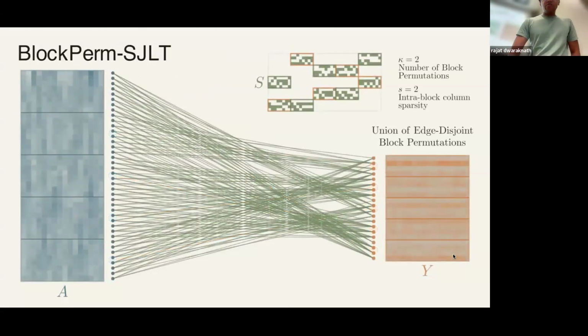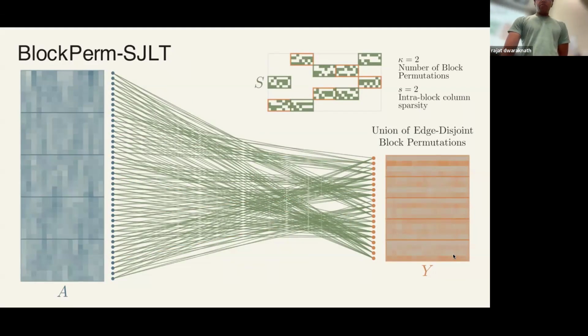Now, let's define some things here. The number of permutations is kappa, and the sparsity within each block is S. And one important thing over here is you choose these permutations to be edge disjoint. What this means is you don't have a block that collides with each permutation. So every block row and block column of S has the same number of non-zero blocks.